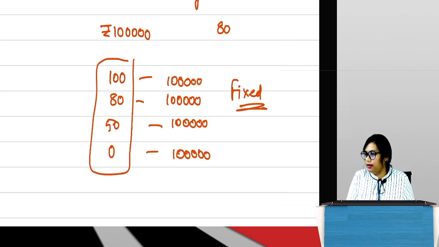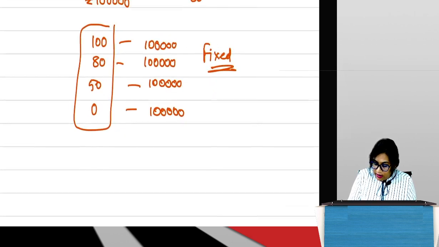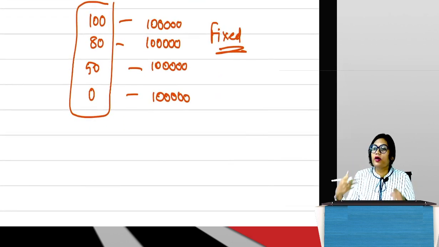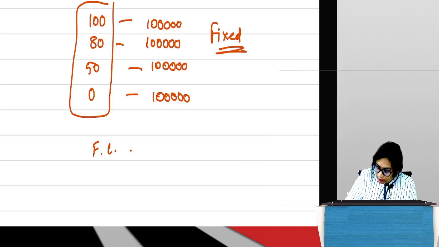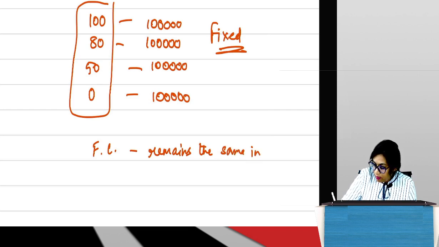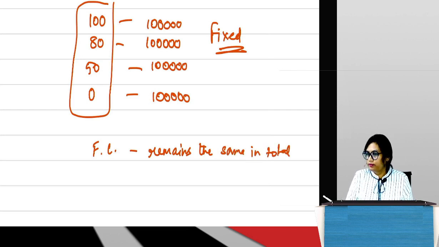Output can be anything. Fixed cost will not change. Guys, is this clear? Did you all understand? Now one very peculiar thing about fixed cost is, you can see that here in this chart itself. Fixed cost remains the same in total. So if I look at the total fixed cost, it's the same, 1 lakh.